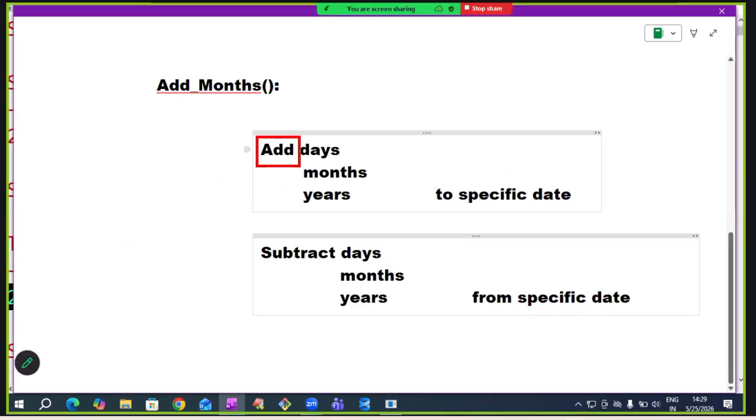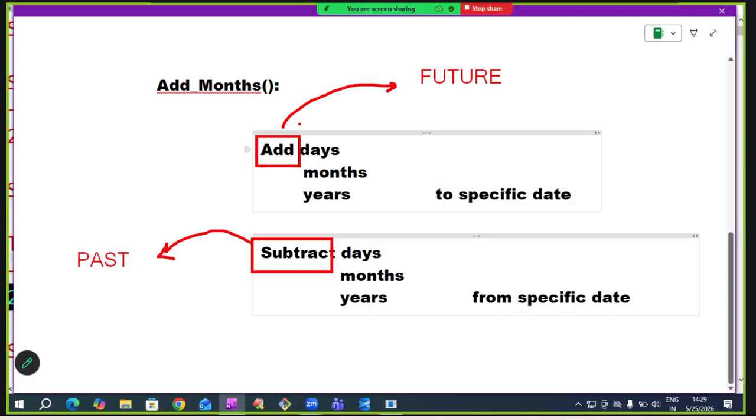Why we need to add? To work with future dates. Why we need to subtract? To work with past dates. To work with future dates, add. To work with past dates, subtract. Based on our requirement, use it. Sometimes we need to work with future dates. Sometimes we need to work with past dates. To work with future dates, add. To work with past dates, subtract. That's it.